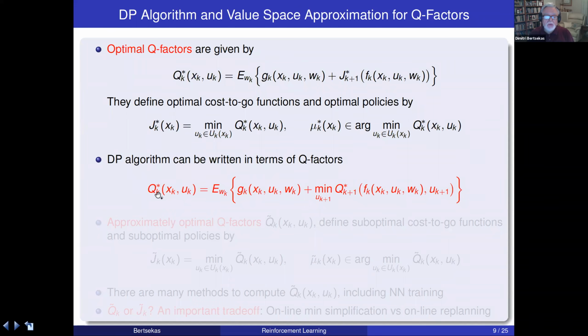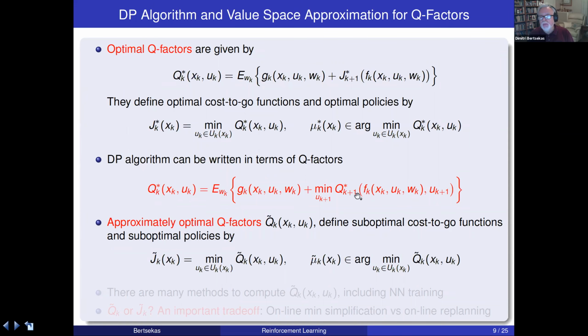We can also consider, instead of the optimal Q factors, approximately optimal Q factors, Q tildes in place of Q stars. And in this way, we will obtain suboptimal, approximate cost to go functions by this minimization, and also suboptimal policies like that. So this opens the possibility of computing approximate Q factors and doing the minimization here in an easier way, okay? Rather than minimize this expression, which involves expectation, so on, minimize this expression.